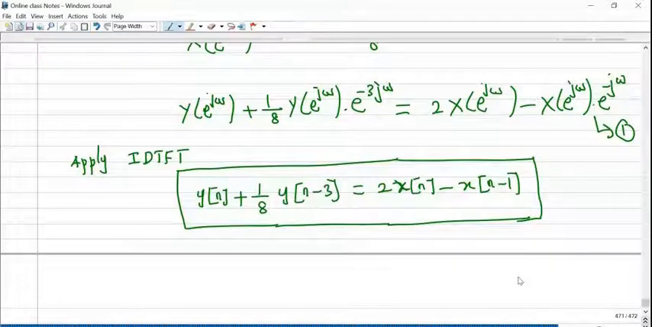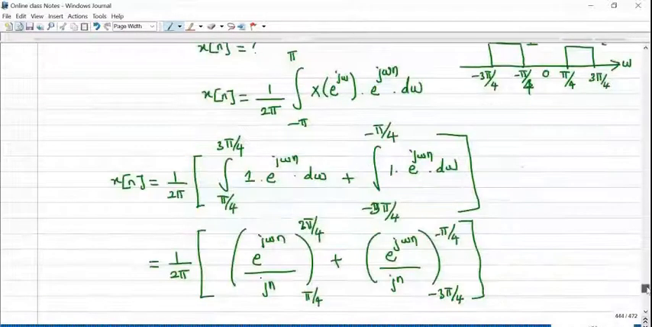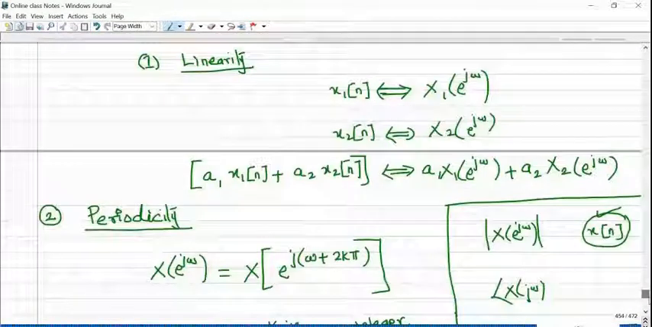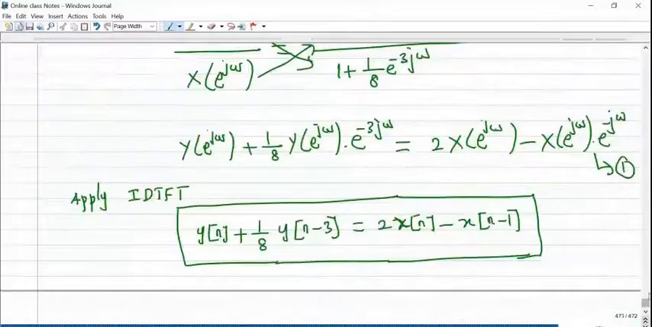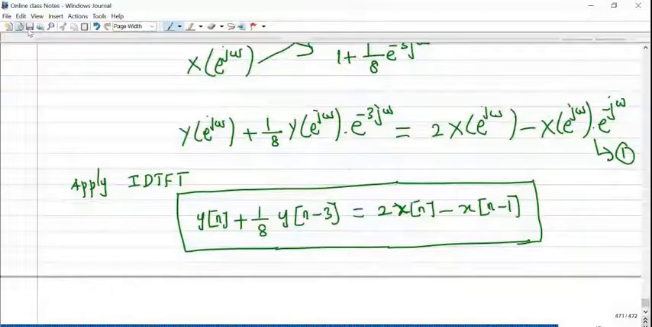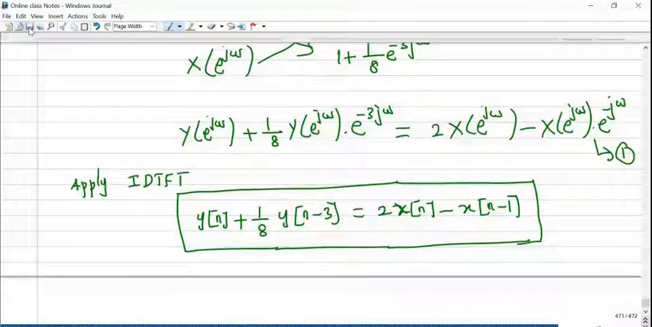Any doubts? The Z transform is a pending topic in unit 4. So shall we start now, or will we discuss the Z transform in the next class?